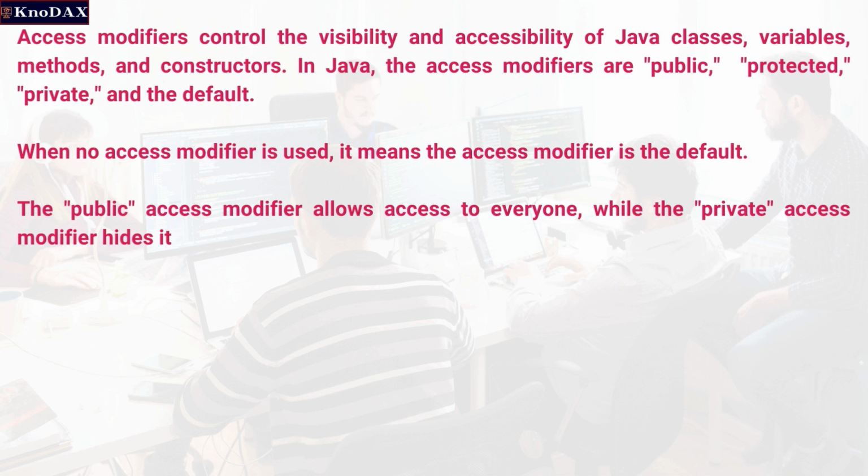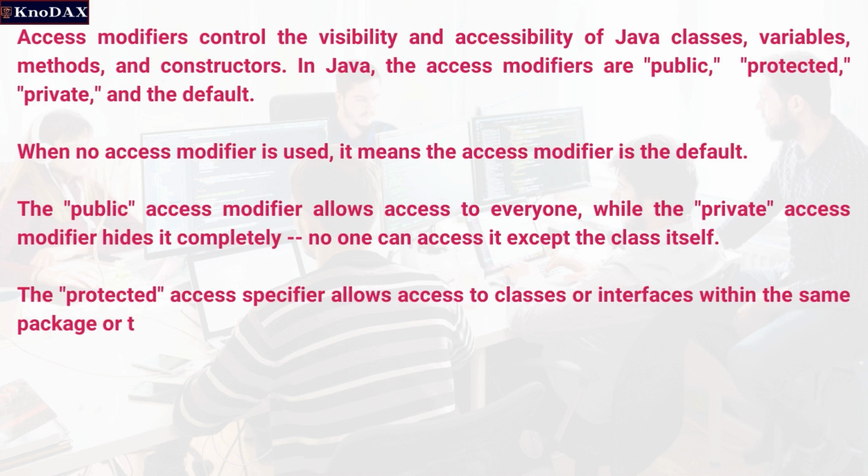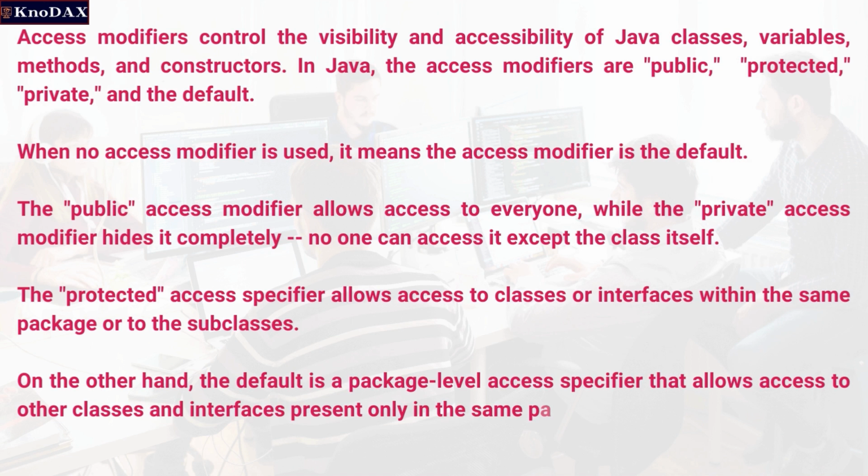The public access modifier allows access to everyone, while the private access modifier hides it completely. No one can access it except the class itself. The protected access specifier allows access to classes or interfaces within the same package or to the subclasses. On the other hand, the default is a package-level access specifier that allows access to other classes and interfaces present only in the same package.